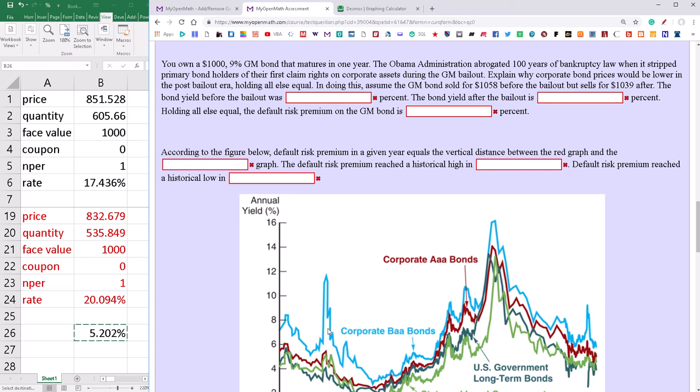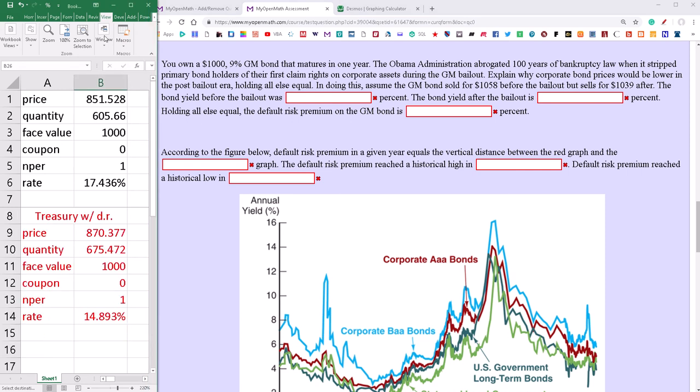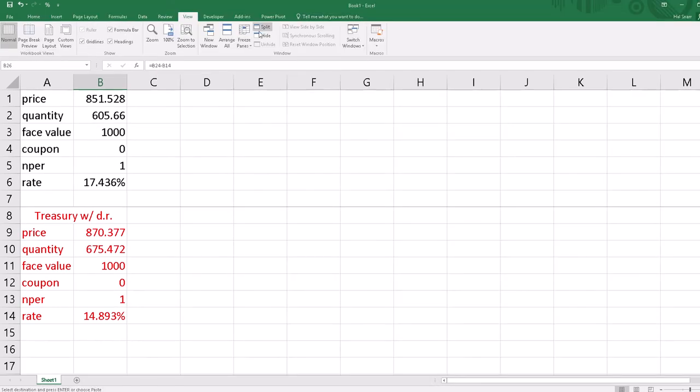Okay, so we gotta calculate the rates, right? So let's go down here. Let me unfreeze the window.